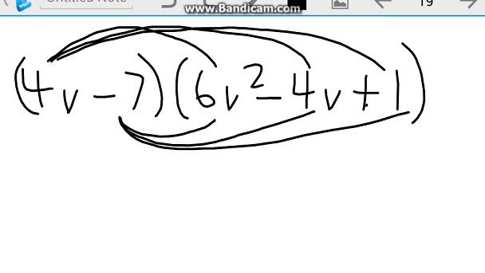So 4v times 6v squared. 4 times 6 is 24. And v times v squared, you just add 1 to the exponent, that becomes v cubed.